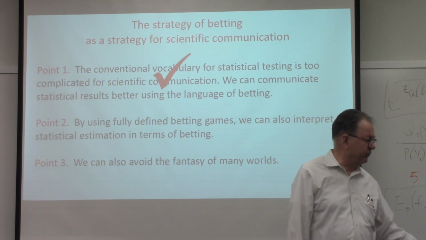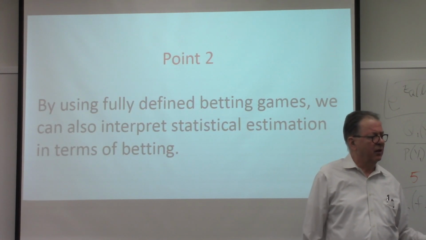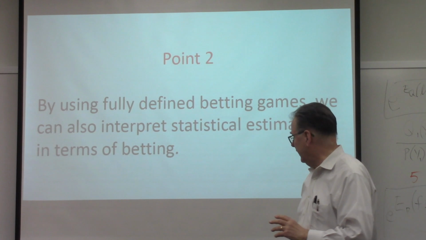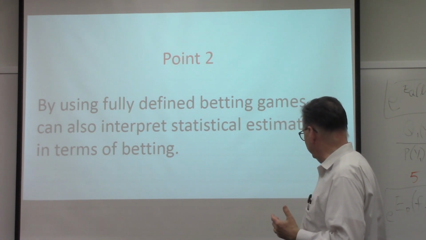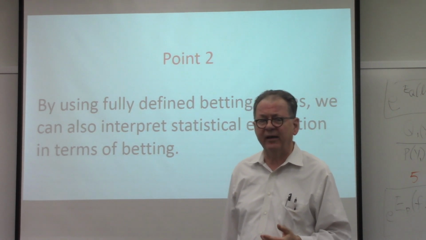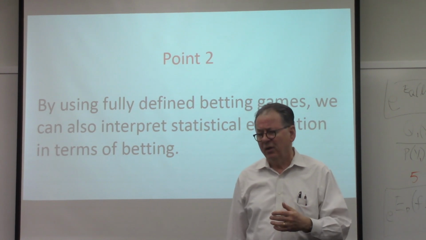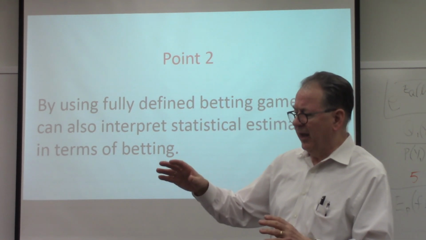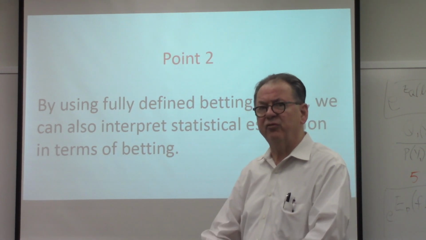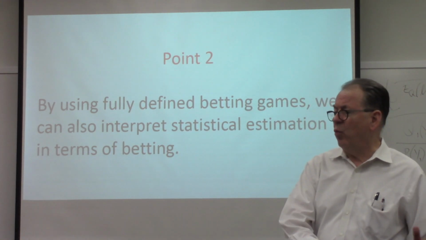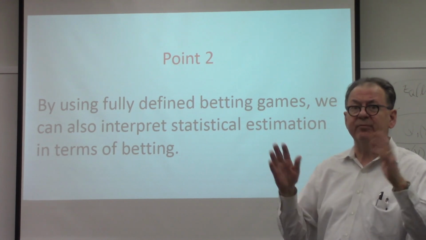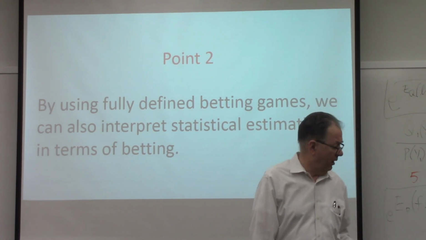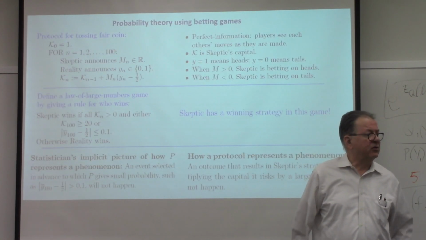So the next thing I was going to talk about was that by defining fully defined betting games, we can also interpret statistical estimation in terms of betting. Traditionally the statisticians think two things are going on. One is that you can test a probability distribution, or you can estimate what probability distribution fits the data best.